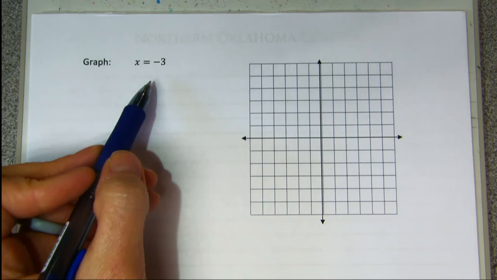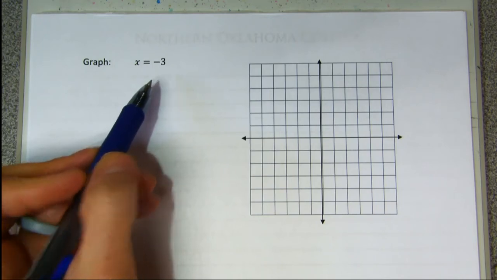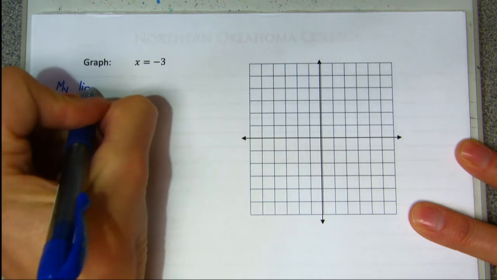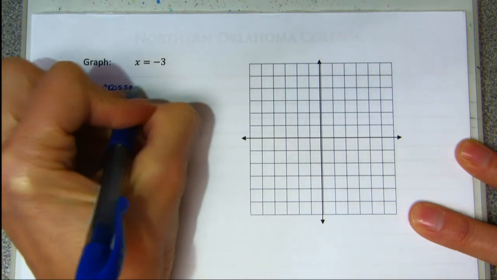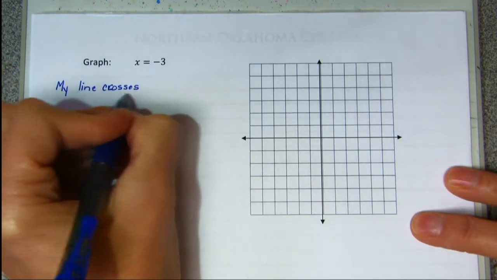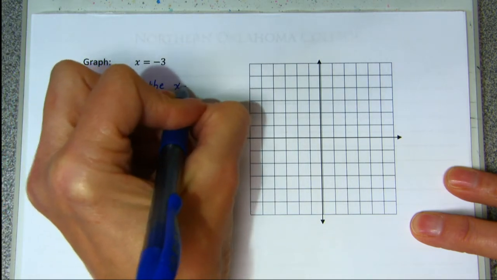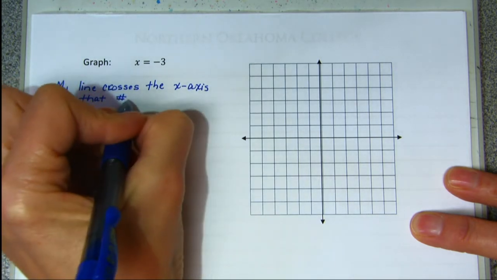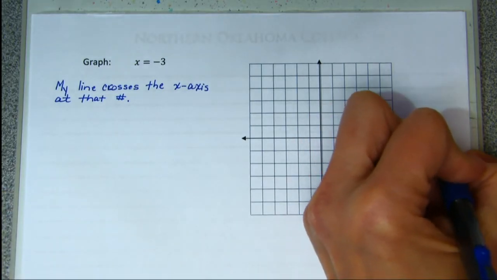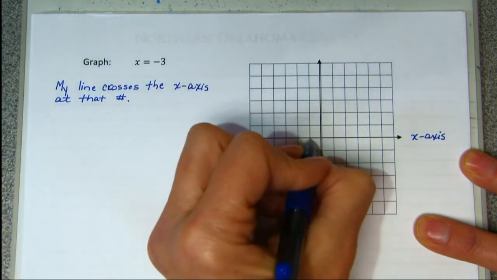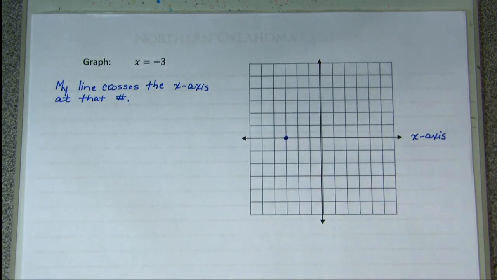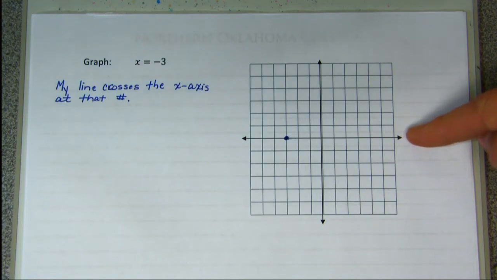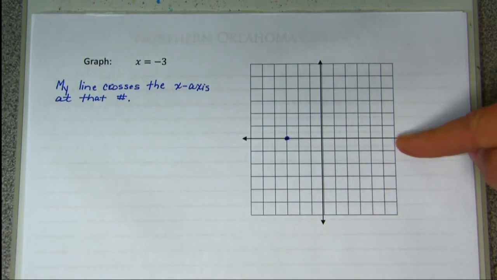All right. I only have one variable, x. When you only have one variable, if we only have x, what that means is my line crosses, it intersects, the x-axis at that number. All right, so here's my x-axis. It crosses it at negative 3, 1, 2, 3, negative 3. Now, you got to be careful. I have a lot of students that want to draw this way. It's not that, because it's not crossing the x-axis. If you drew it right here, it's laying on top of the x-axis.